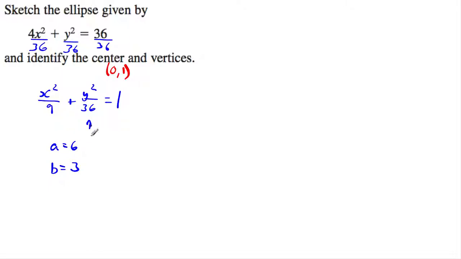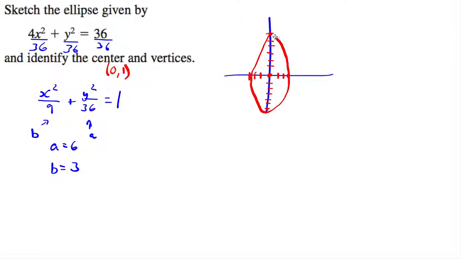This is A and this is B, meaning we have ourselves a vertical ellipse. The center's still at (0, 0). And so for the major axis, we're going to go up 6. So 1, 2, 3, 4, 5, 6. And down 6. 1, 2, 3, 4, 5, 6. We're going to go to the right 1, 2, 3. And to the left 1, 2, 3. And there is our ellipse. It's a beautiful piece of art.